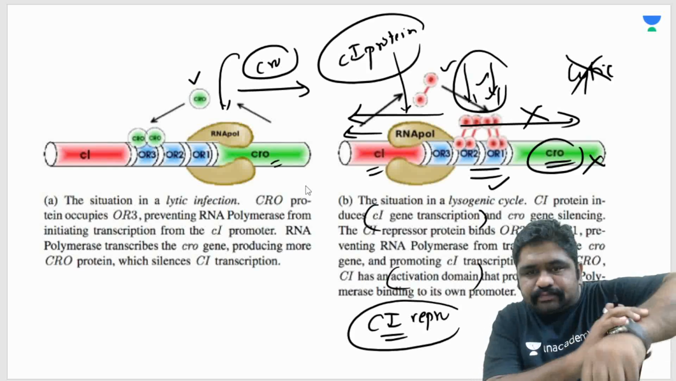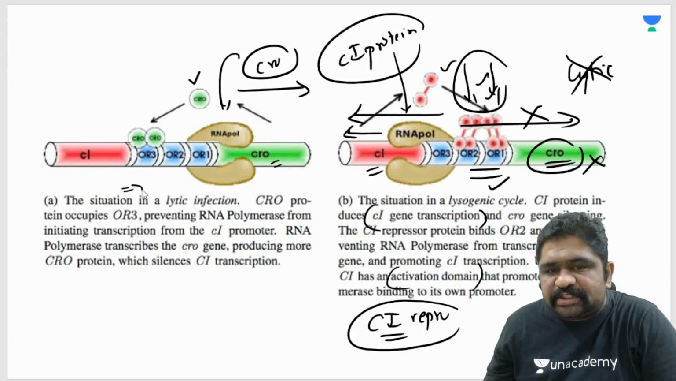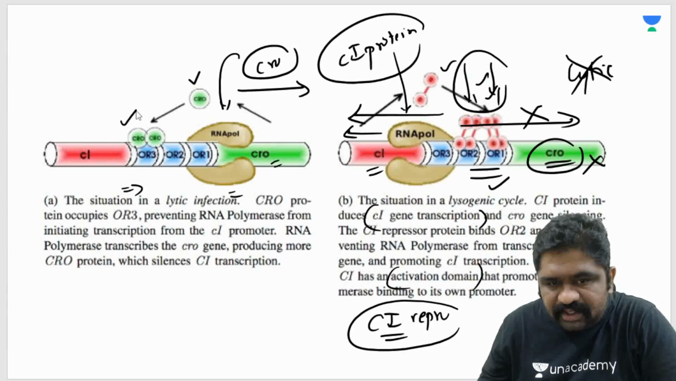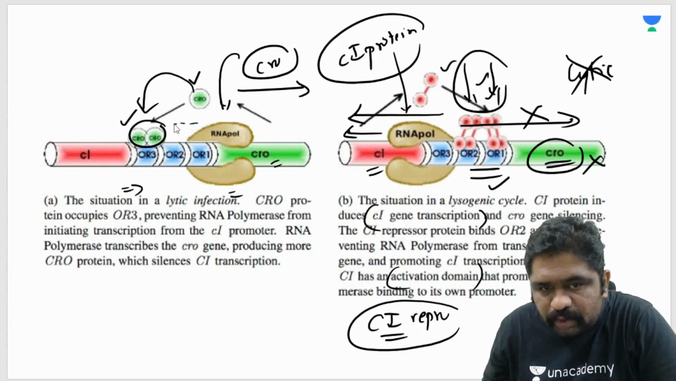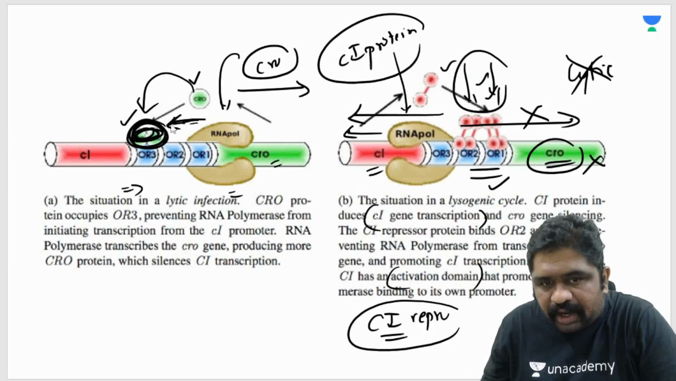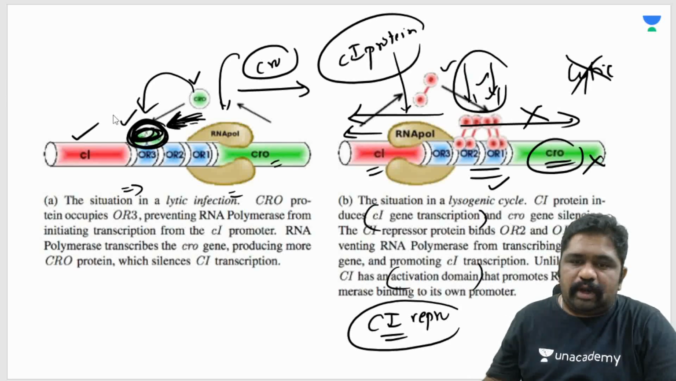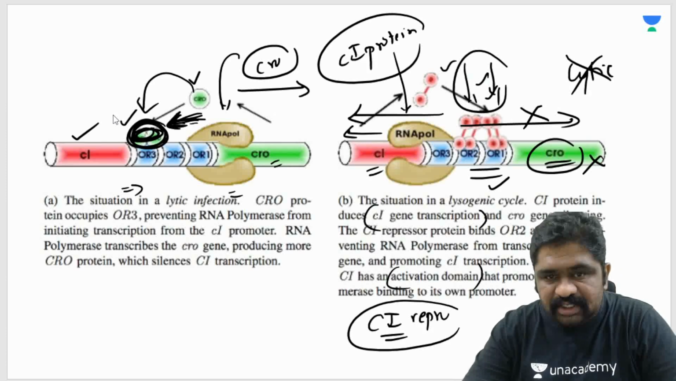Okay, look at this part, the situation of a lytic infection. The CRO protein occupies OR3. This CRO protein will occupy OR3, because of which the RNA polymerase will not be able to initiate transcription from the CI area. The RNA polymerase will not be able to move in this direction. So if this is occupying this region, RNA polymerase will not be able to move in this direction. CI repressor protein will not be made. So this is where the CRO gene or the CI repressor gene can have control.